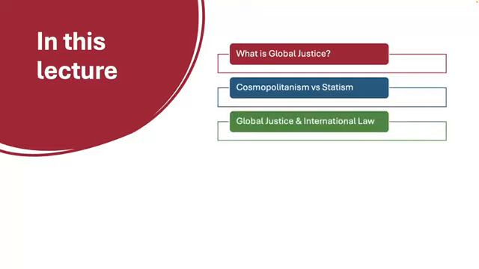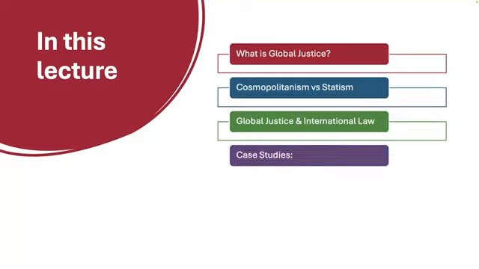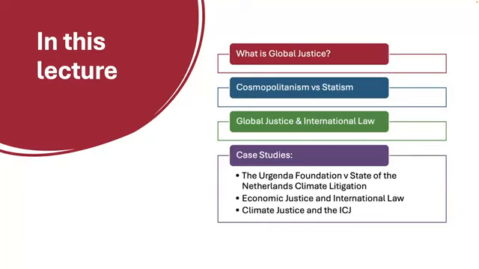We'll then talk about global justice and international law. We'll talk about the ways in which international law is informed by questions of global justice, the interrelationship between the two, some of the normative considerations associated with this relationship, before then thinking about case studies. There are 3 case studies I would like to think about specifically. The first of these is an actual case, the Netherlands climate litigation case.